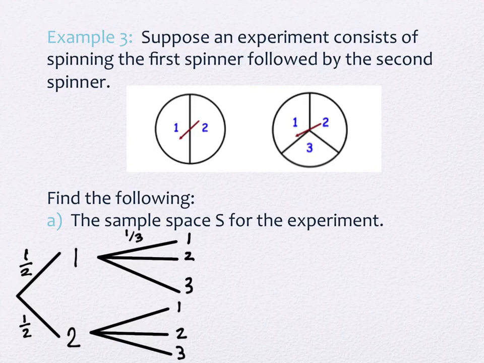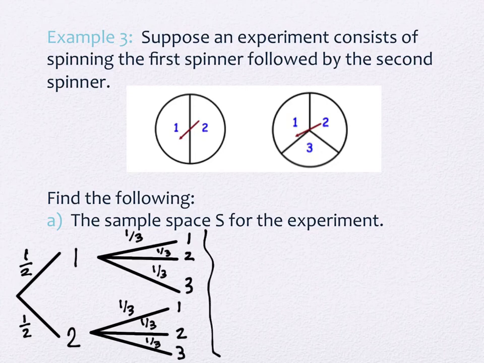One-third. And a two? One-third. And a three? One-third. And that's true for both of my branches. So this is my tree diagram, if I were to draw a tree diagram for this one as my descriptive piece. So let's actually answer the questions that they ask first.